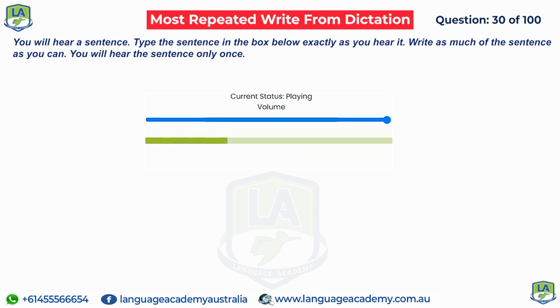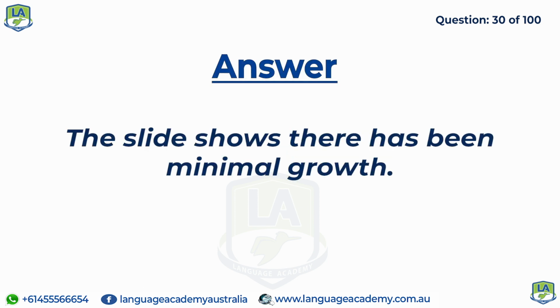The slide shows there has been minimal growth.